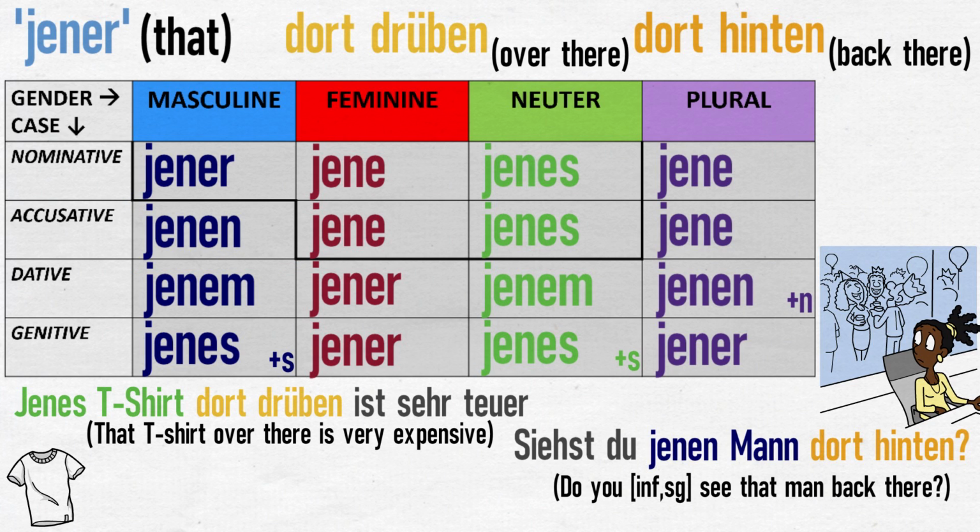In day-to-day life, you will rarely hear jener and its declensions, and you will much more commonly simply hear the definite article combined with dort drüben or dort hinten. For example, das T-Shirt dort drüben ist sehr teuer. That T-shirt over there is very expensive. Siehst du den Mann dort hinten? Do you, informal singular, see that man back there?